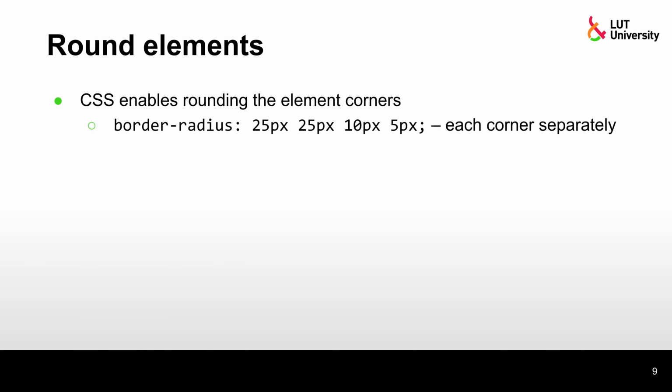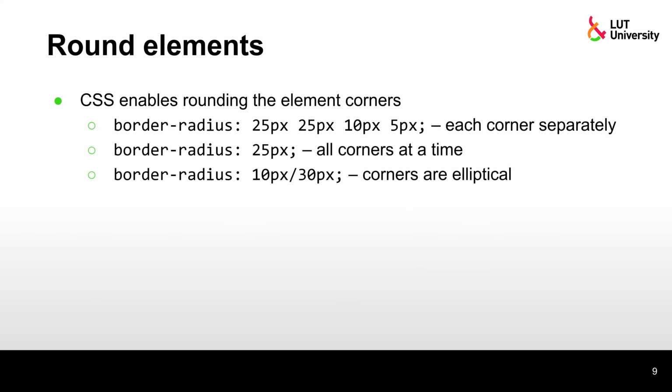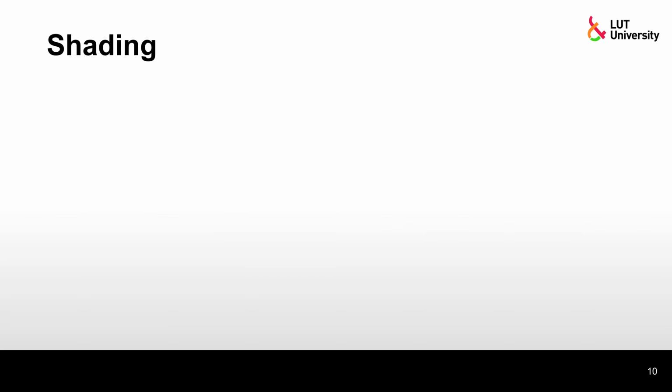With CSS, we can also have round elements. So CSS enables rounding. Here, each corner is rounded separately. So border radius is 25, 25, 10, and 5 pixels. Here we define that all the corners are 25 pixels. Here the corners are elliptical. All the corners are elliptical, 10 pixels slash 30 pixels. And other definitions, border top left radius, etc. is also possible.